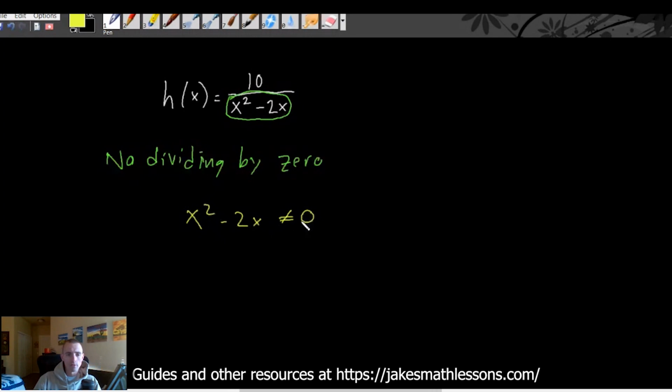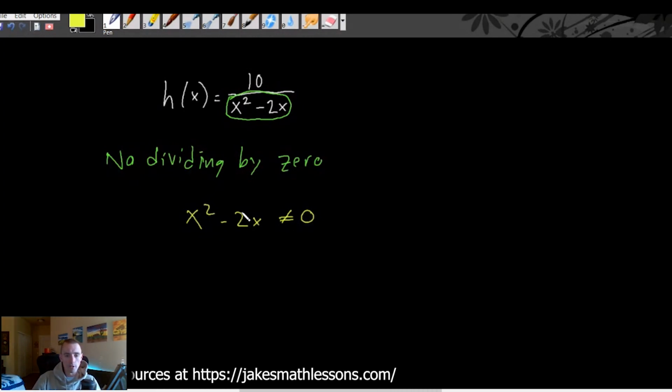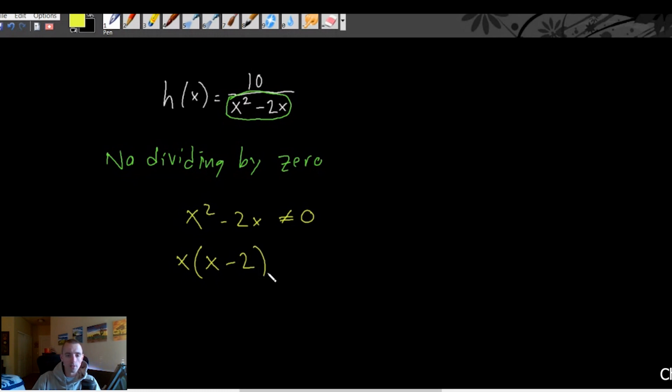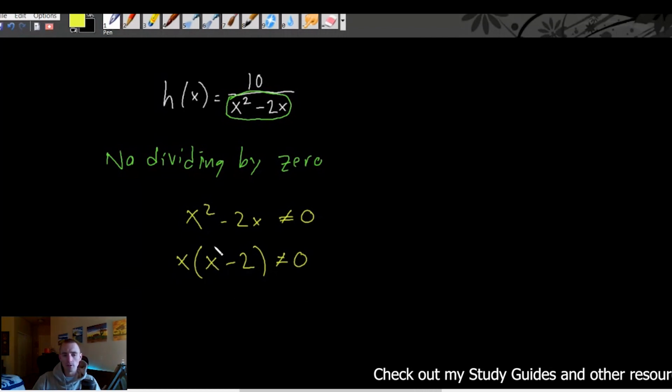So to solve this, kind of similar to the last example we did, both of these terms have an x in common, so we can factor the x out. x squared divided by x leaves us with an x in the parentheses. Negative 2x divided by x just leaves us with a negative 2 inside the parentheses. So we know x times (x minus 2) cannot equal 0. Again, we have these two factors being multiplied, and we know that these two factors times each other cannot equal 0.